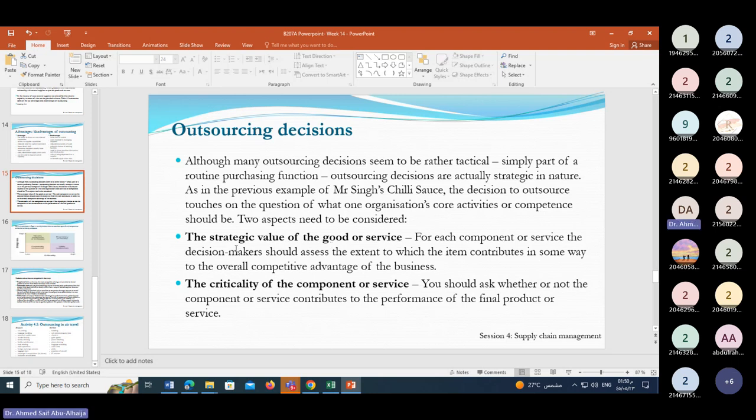Once I say strategic value, this means that this item or component or service will affect the competitive advantage of the business. Again, competitive advantage, يعني ميزة تنافسية. خطير الموضوع. And the other factor is the criticality of the component. Once I say it's critical, this means this item will affect the final performance of the product. So it's very important. طيب.